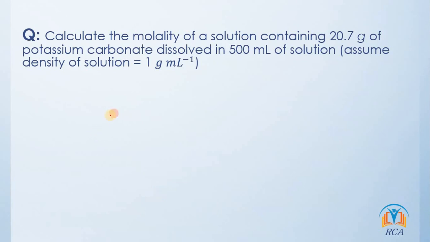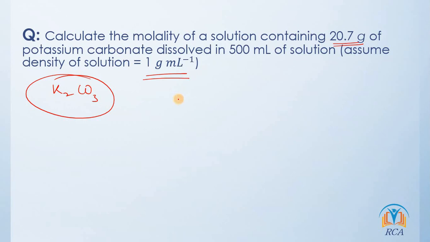We have to calculate the molality of the solution containing 20.7 grams of potassium carbonate. What is potassium carbonate? Potassium carbonate is K2CO3. We are given the mass of potassium carbonate as 20.7 grams, and it is dissolved in 500 ml of solution. Now remember, molality will not want the volume of the solution, it will want the mass of the solvent. So we will have to change it. But for that conversion, they have also given one value: the density of the solution as 1 gram per ml.